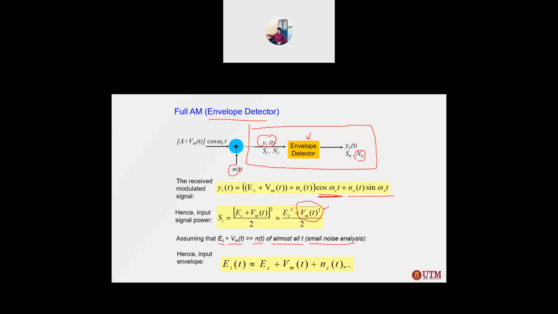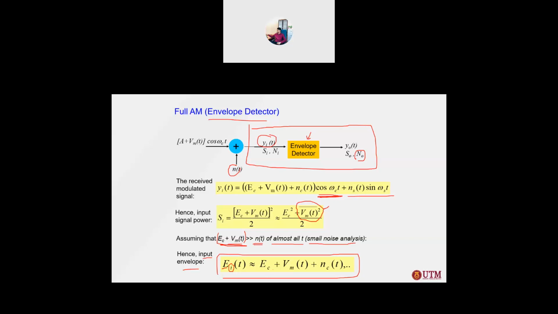Hence the input envelope, we're assuming EI is EC plus VMT plus NCT. This is it, for the input envelope, assuming that the noise is very small compared to EC plus VMT. If you see, this is your envelope equation, and this is your input envelope, but with noise.